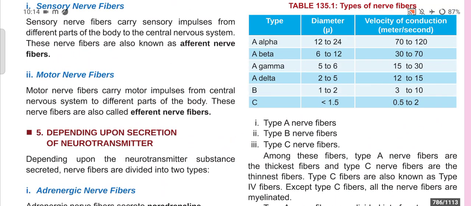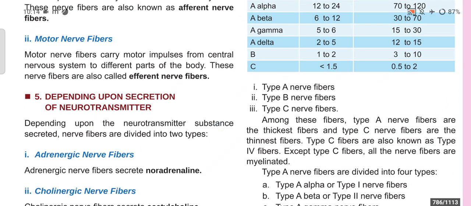And in case of type A, there are also 4 classifications: type A alpha, type A beta, type A gamma, type A delta. The diameters are, in case of type A alpha, 12 to 24 micron, and velocity is 70 to 120. A beta, that is 6 to 12 and 30 to 70. And A gamma, 5 to 6 and 15 to 30. A delta, that is 2 to 5 and 12 to 15. And in case of B, it is 1 to 2 and 3 to 10. And in case of C, that is less than 1.5 micron in diameter, and the speed is 0.5 to 2 meter per second.